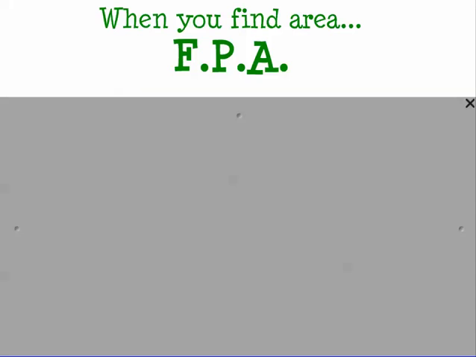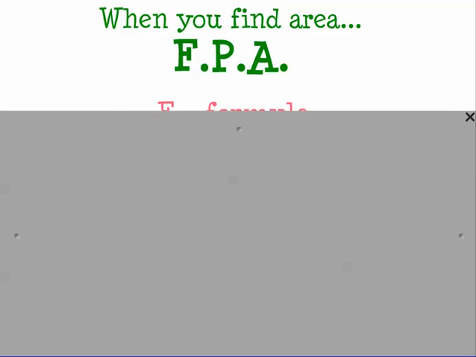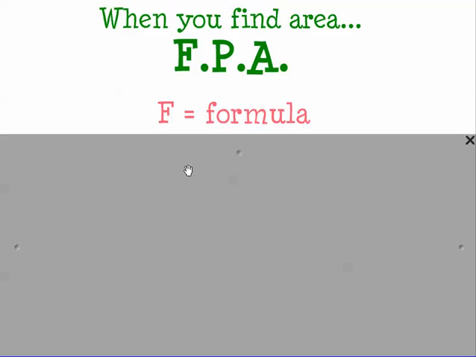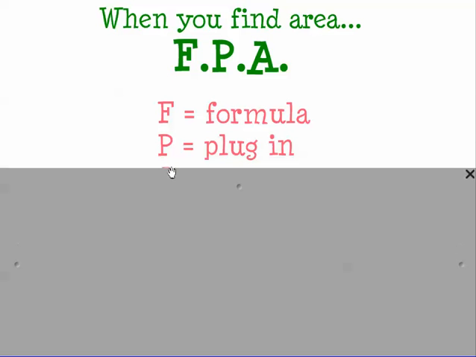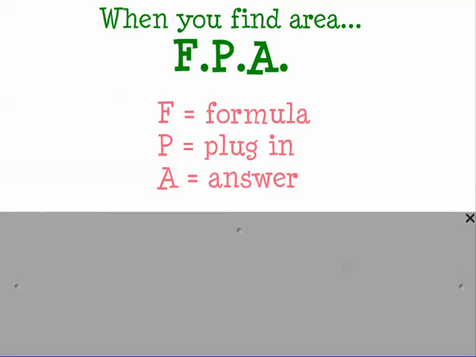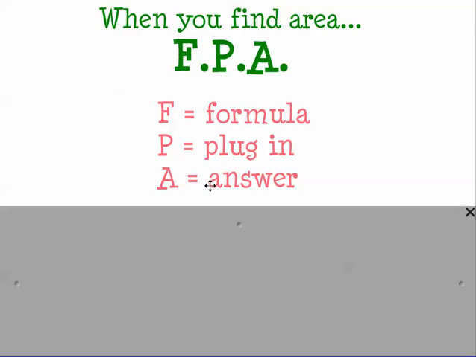Last thing, when you find area, number one, first thing is figure out what formula. So you need to know what shape it is. Is it a rectangle? Is it a triangle? Is it a parallelogram or a trapezoid? Once you know the shape, you know what formula to use. Then you simply plug in the numbers to the formula and solve. Make sure your answer has the correct units and it is squared because we're talking about area.